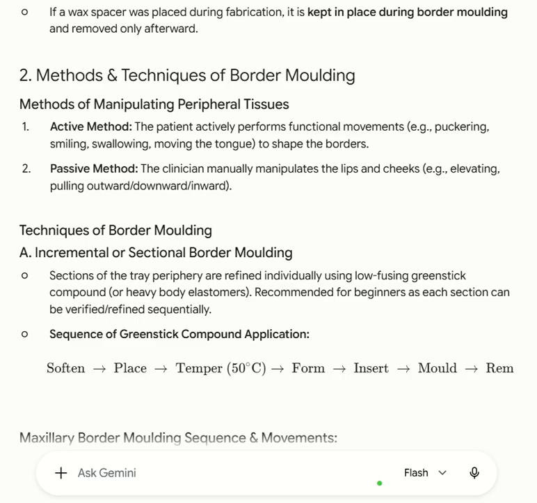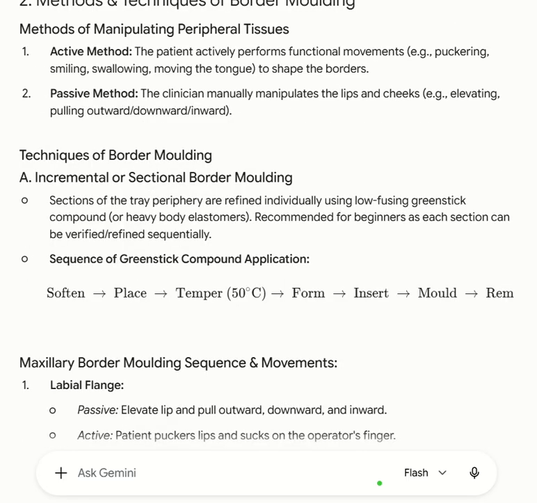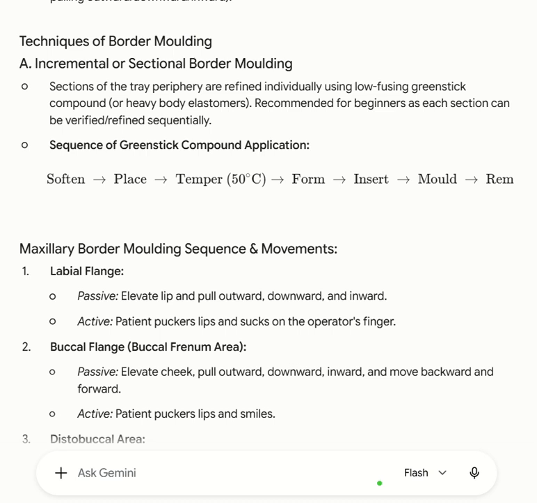Incremental or sectional border molding. Sections of the tray periphery are refined individually using low-fusing green stick compound or heavy body elastomers. Recommended for beginners as each section can be refined sequentially. Sequence of green stick compound application. Maxillary border molding sequence and movements: labial flange, passive: elevate lip and pull outward, downward, and inward. Active: patient puckers lips and sucks on the operator's finger.